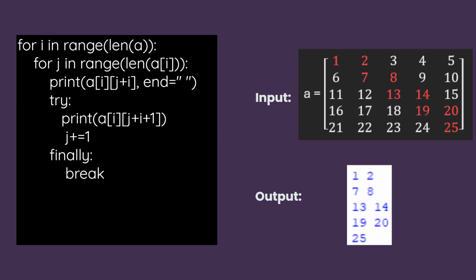Finally, the output. Each row prints 2 adjacent numbers. For example, 1, 2, 7, 8, and so on, showcasing the shifted indexing. This code demonstrates nested loops, dynamic indexing, and control flow in Python, revealing how each step shapes the final output.